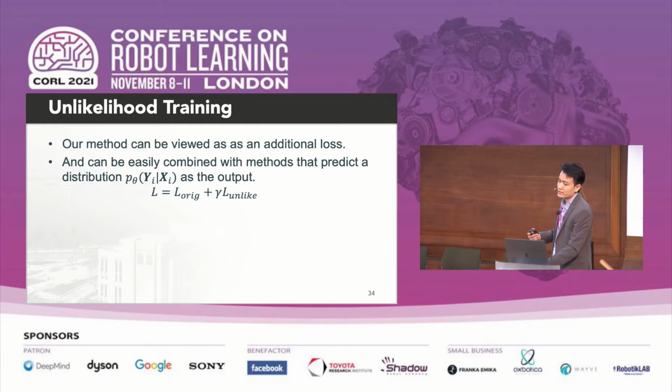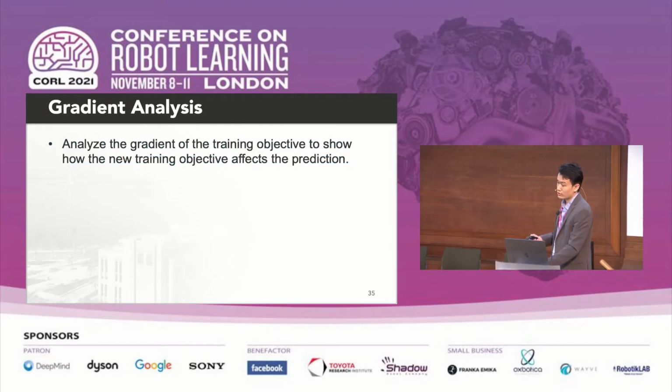Our method can be viewed as an additional loss and can be easily combined with models that output a trajectory distribution. Just simply add our loss, in blue, unlikelihood, to the original training loss, in orange. To get a feeling of why our method helps, here we provide a gradient analysis of the new training objective to see how it affects the prediction.